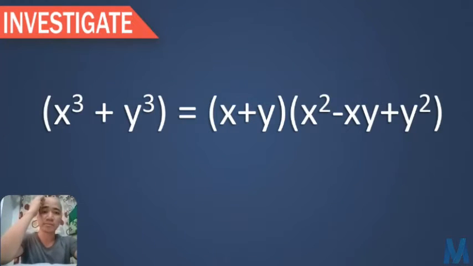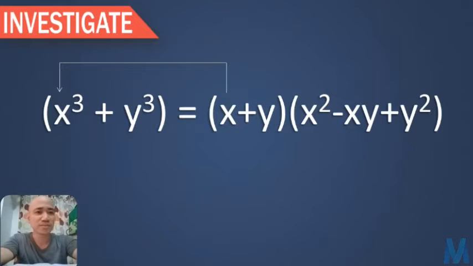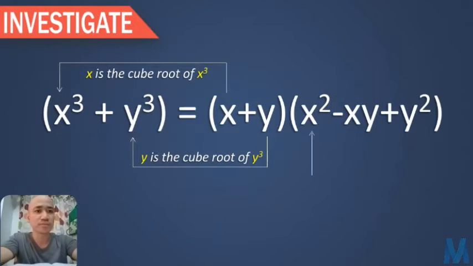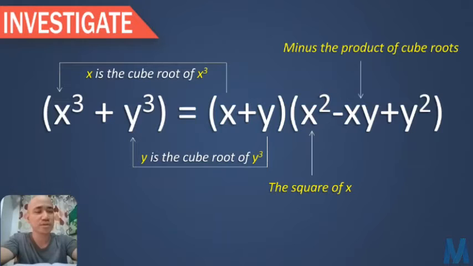So investigate na ha, para mas maintindihan nyo. So kung manotice niyo, sa right side we have two parentheses, ang isa gamay, ang isa dako. So sa gamay nga parenthesis, x is the cube root of x cube and y is the cube root of y cube. Now sa dako naman nga parenthesis, ang first term x squared is the square of x. The second term is minus the product of cube roots, and sa third term the square of y is y squared.